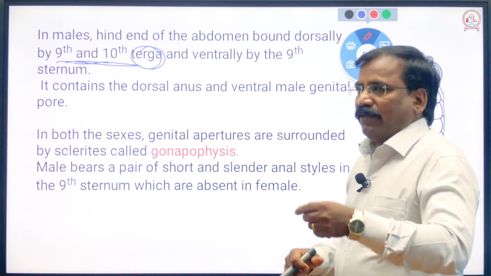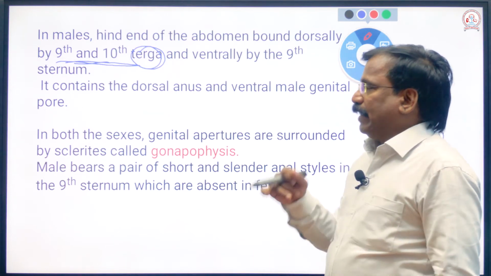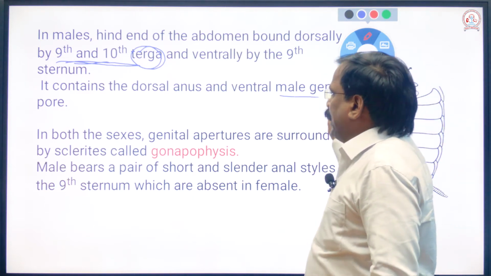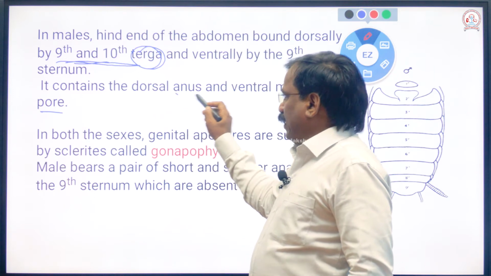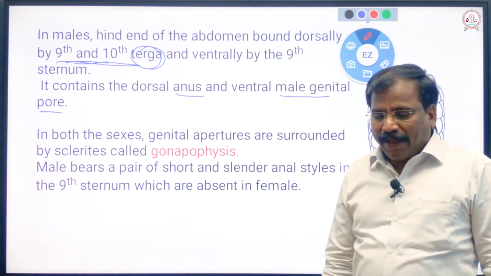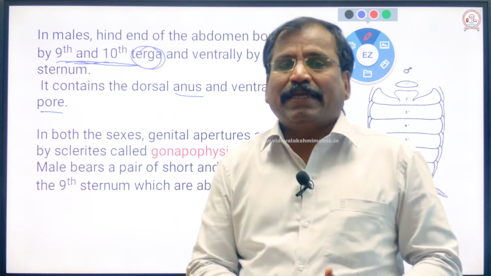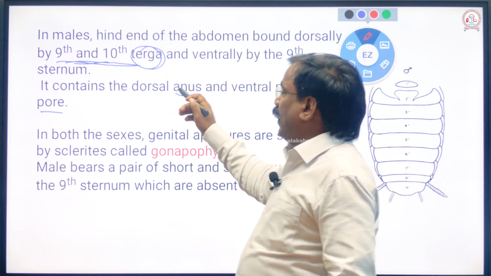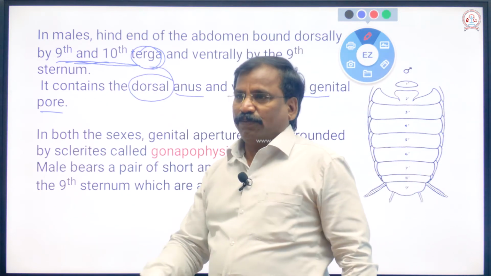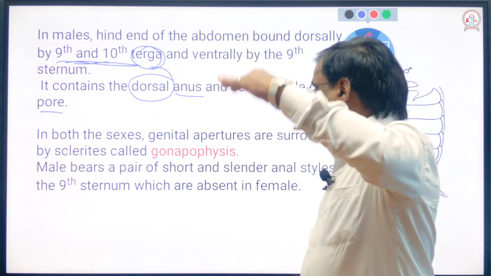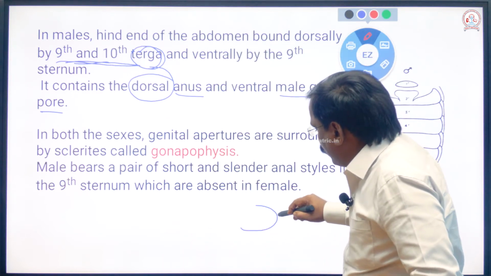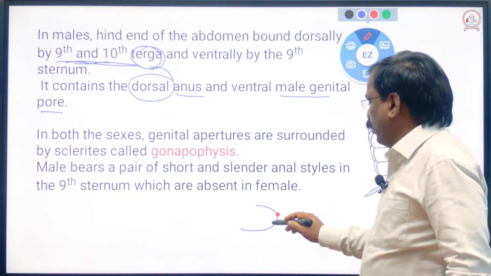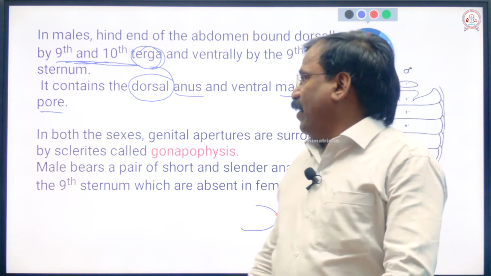And at the end, that is the 10th segment, both male and female contain the genital pore and the anus. The male genital pore, the reproductive opening, and the anal opening are located in the last segment. What is the position of the anus? It is on the dorsal side. MCQ: the anus is located on the dorsal side, dorsal meaning upper, and the genital aperture is found on the lower side, which is located in the last segment.